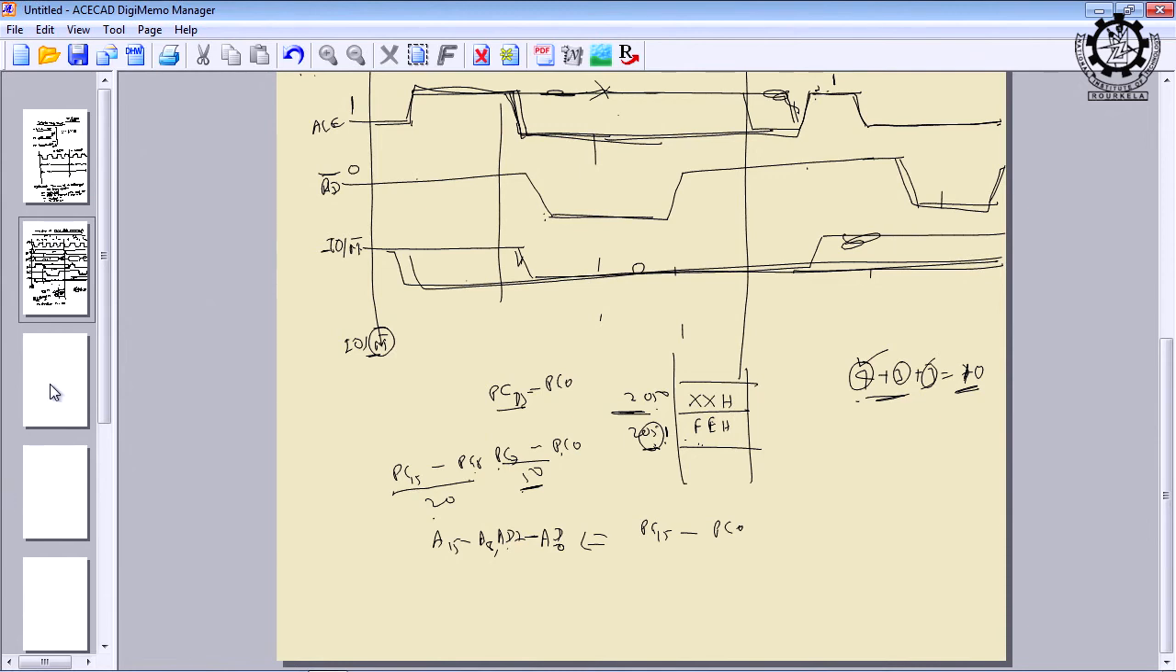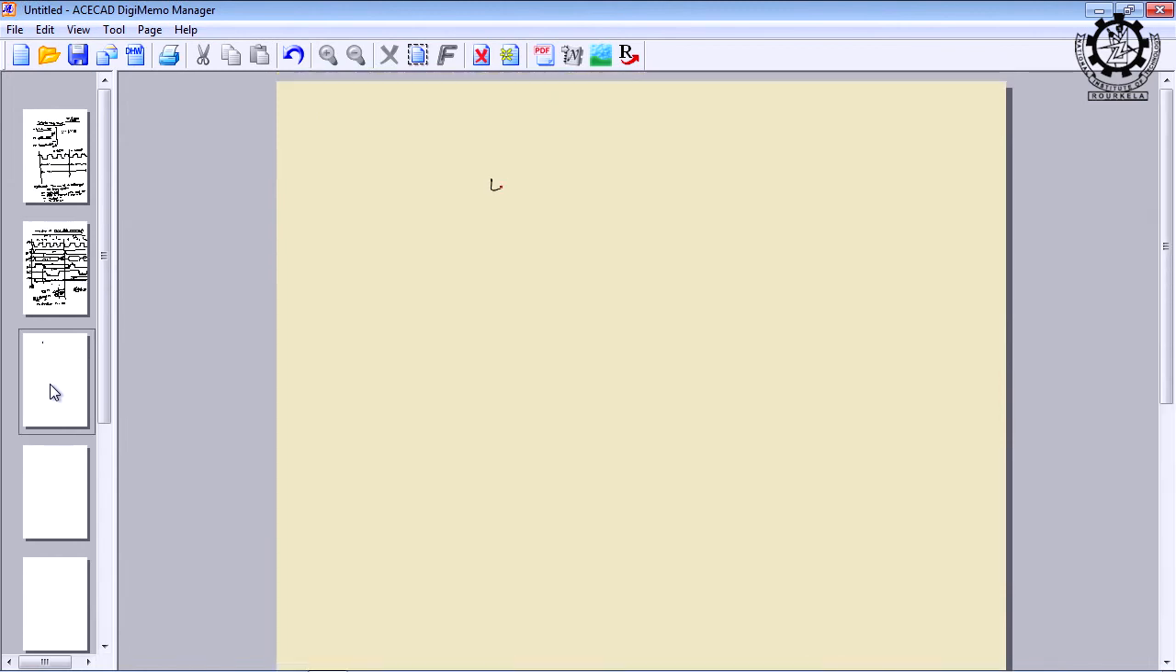Similarly, can you draw the timing diagram for LXI H, 2050H? So this is an assignment. LXI H, 2050H is a 3 byte instruction, and you can draw the timing diagram for this.